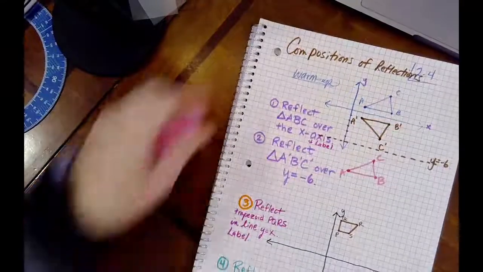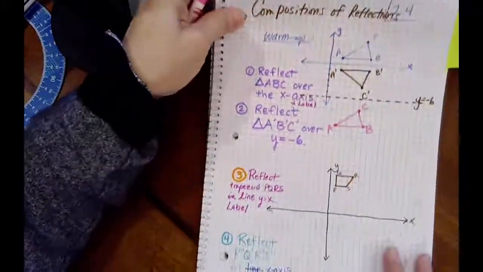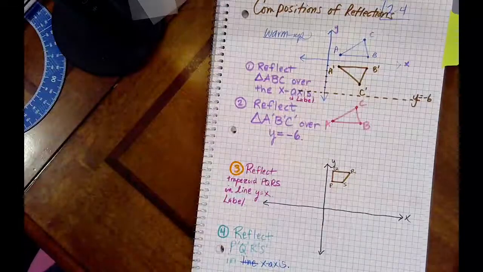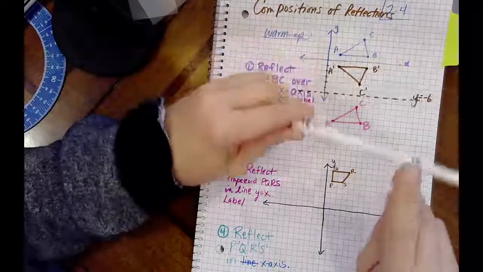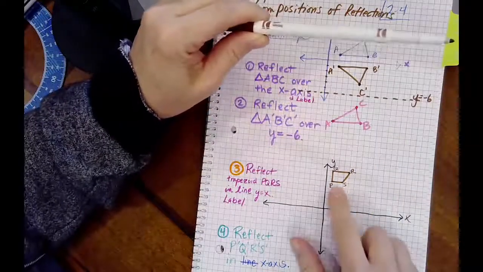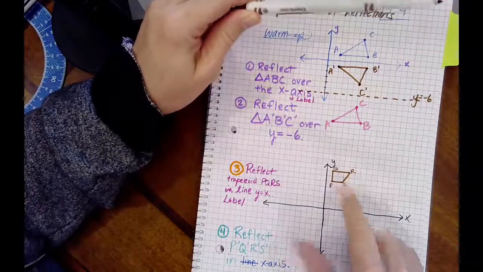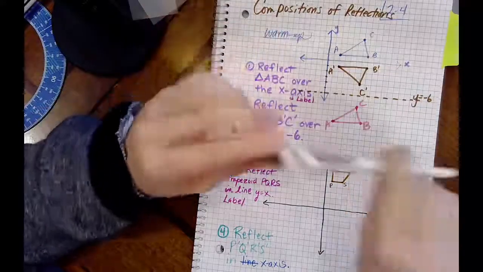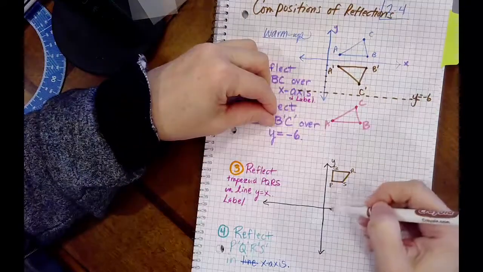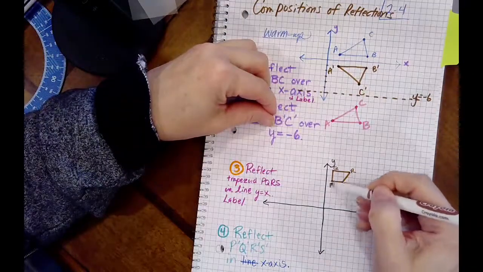Now let's move on to this one. Go ahead, draw another XY coordinate plane and get this trapezoid down. Trapezoid PQRS.